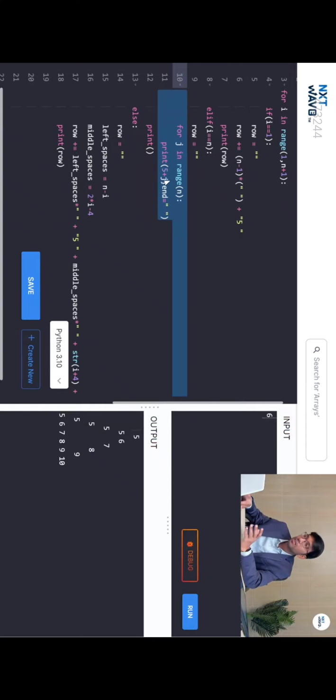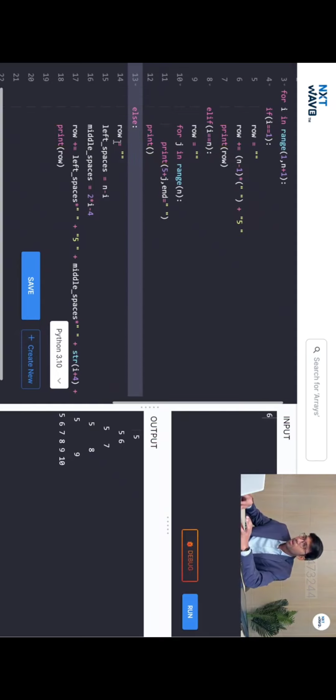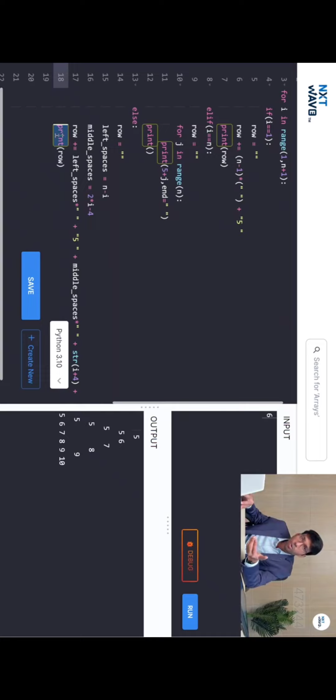Once this entire last row is printed, we'll have to move to a new line. That's why we are using the print here. Finally, here we are calculating the entire row and printing it once. So automatically, the cursor will move to a new line because we are not using end.